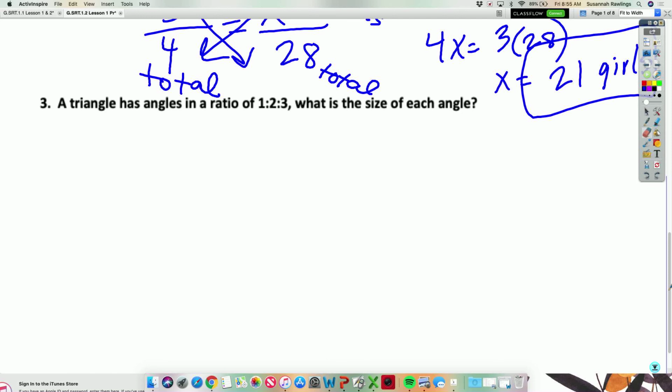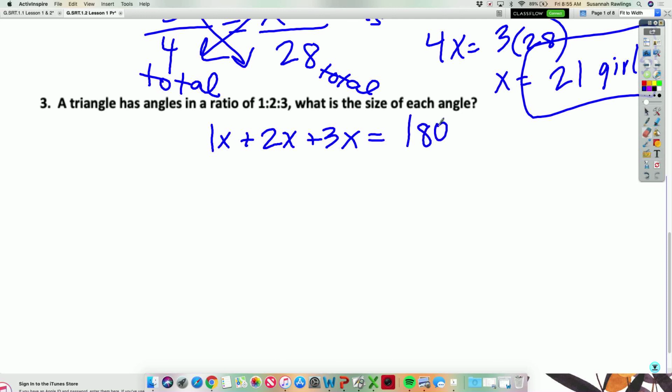Okay, so we can change this ratio into an equation by just tagging an x at each number. So I'm going to do 1x plus 2x plus 3x. I'm just making my own equation. And if we're talking about triangles and their angles, what would I set these three angles equal to? 180. Very good.